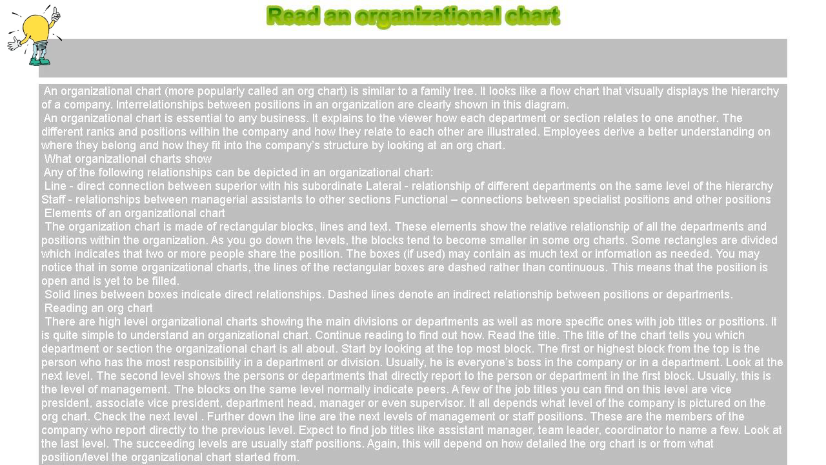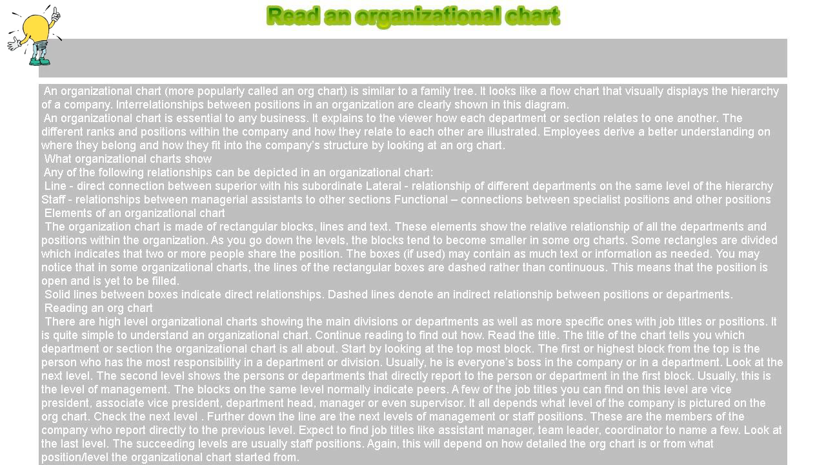What organizational charts show: any of the following relationships can be depicted in an organizational chart. Line: direct connection between a superior and his subordinate. Lateral: relationship of different departments on the same level of the hierarchy. Staff: relationships between managerial assistants and other sections. Functional: connections between specialist positions and other positions.